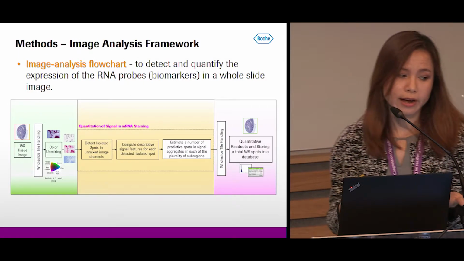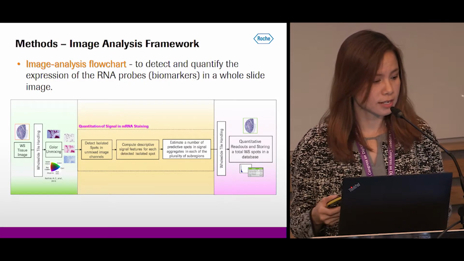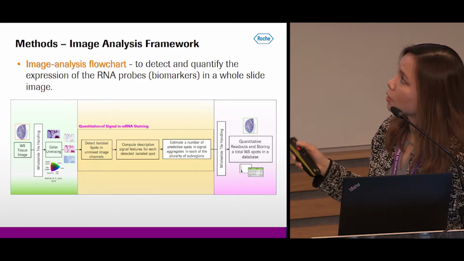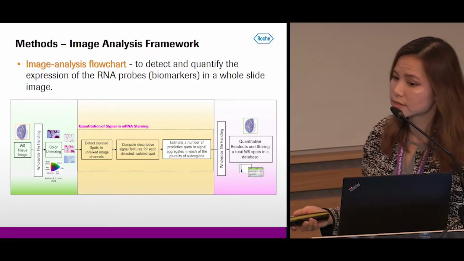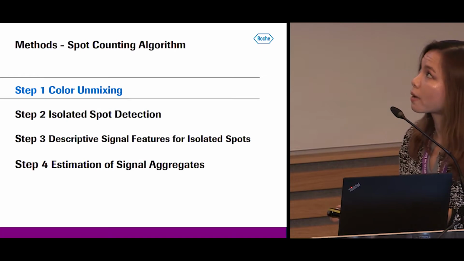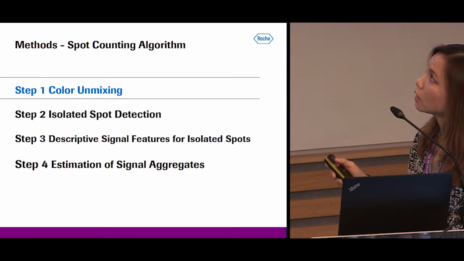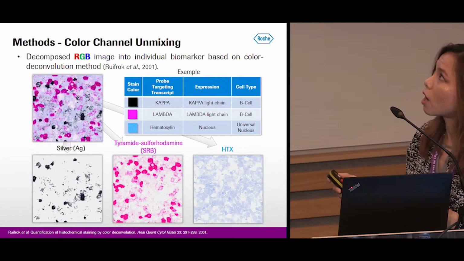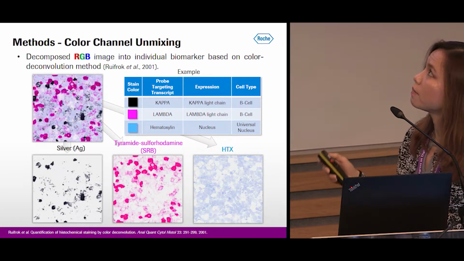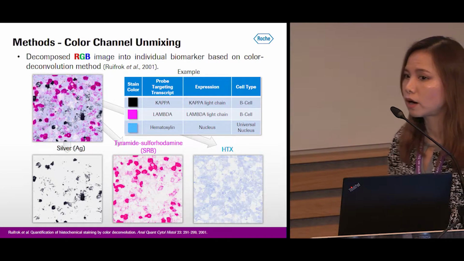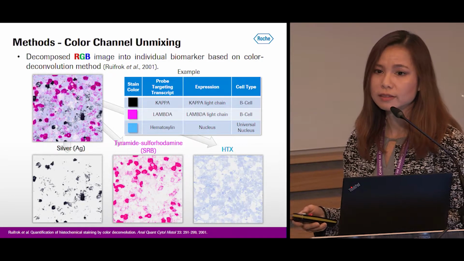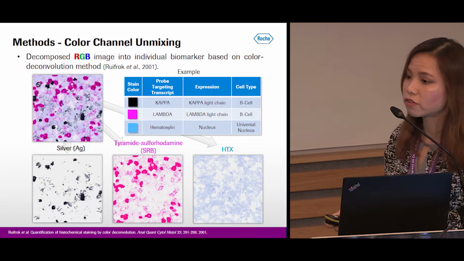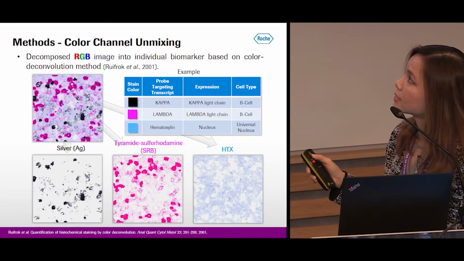And here is the framework of our study. We have multiple steps consisting of the pre-processing step and the main processing step. For the pre-processing step, we use color deconvolution. Basically, we decompose the RGB image into individual biomarker image channels. We use a well-known method of color deconvolution based on this study.